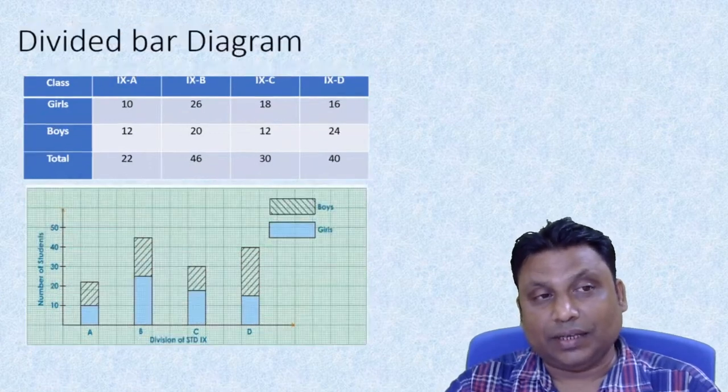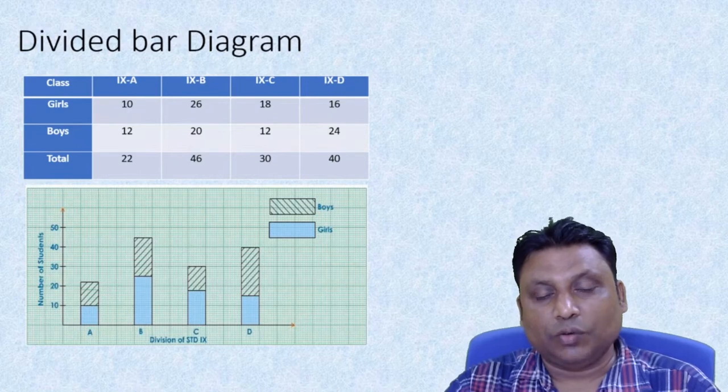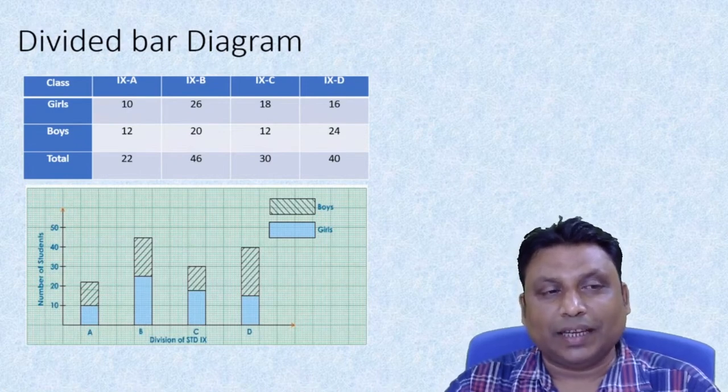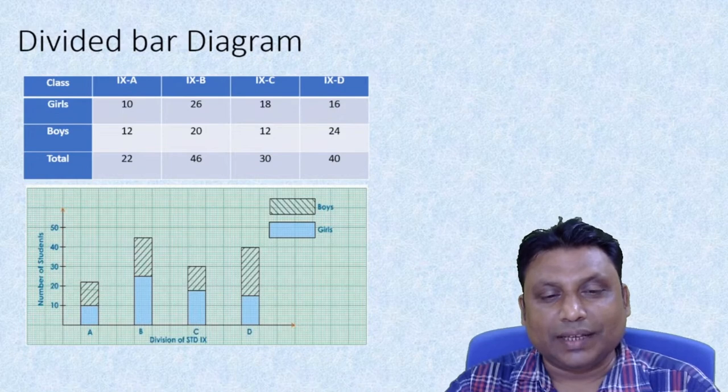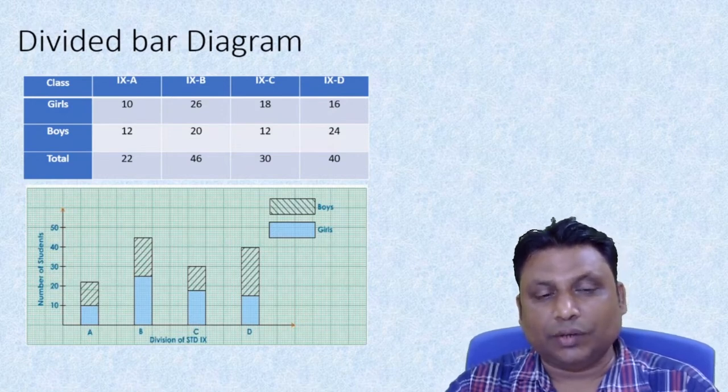Similarly, in example 3, divided bar diagram means we have divided the bar: after girls, then boys, or after boys, then girls. Here the sky color is girls, and after that this is boys. That means first you take the 10 for girls, then 12 for boys, and the total is 22. Similarly, in section B, first we take the sky color 26 for girls, then we take 20, and the total is 46. Similarly for C and D.